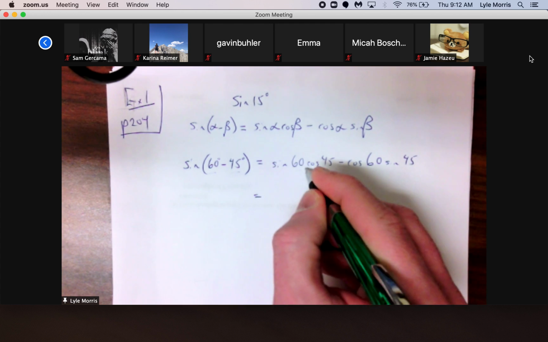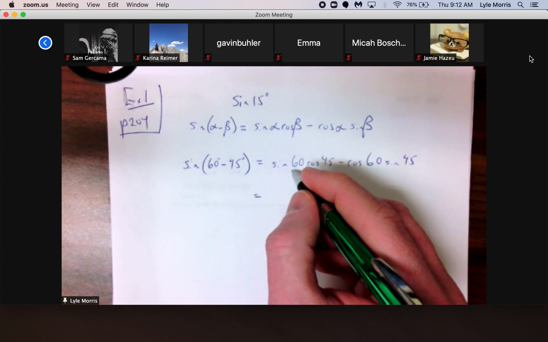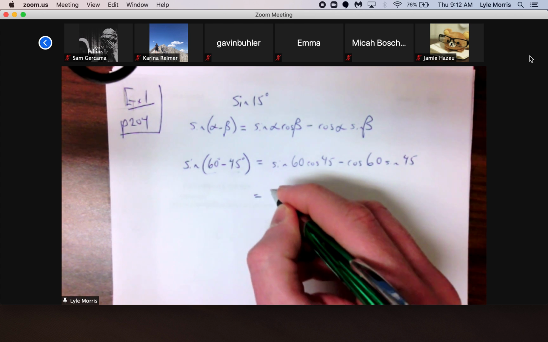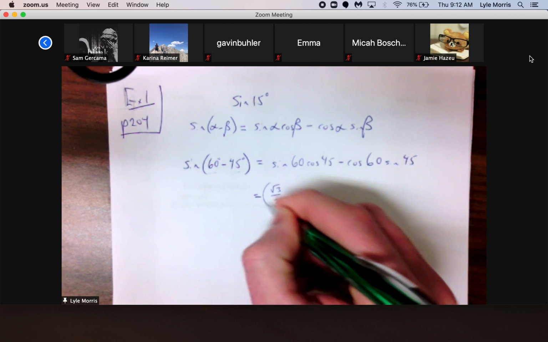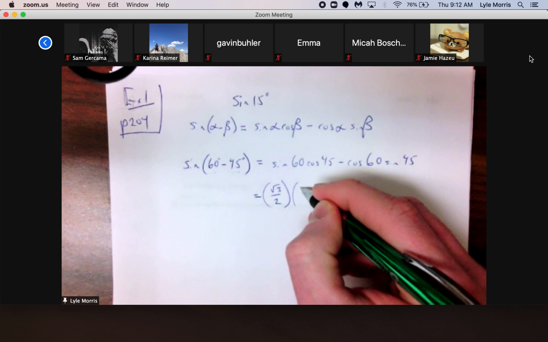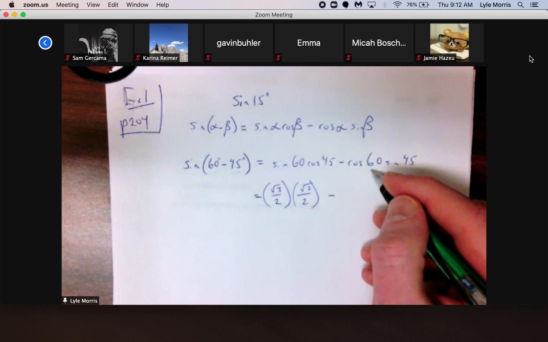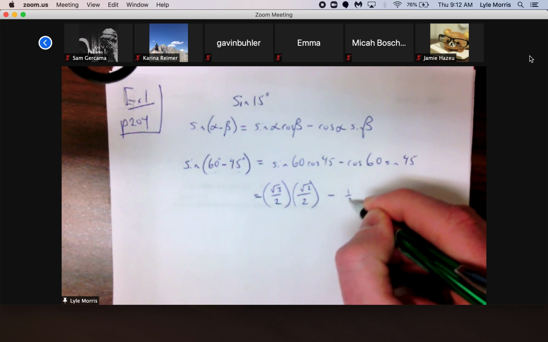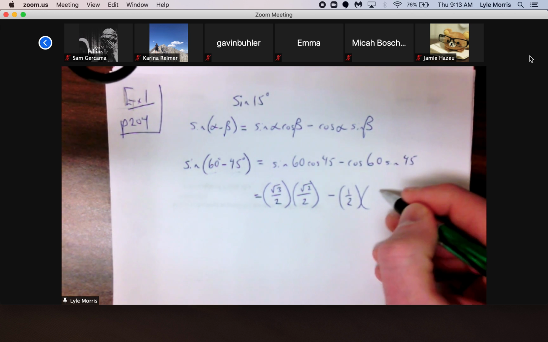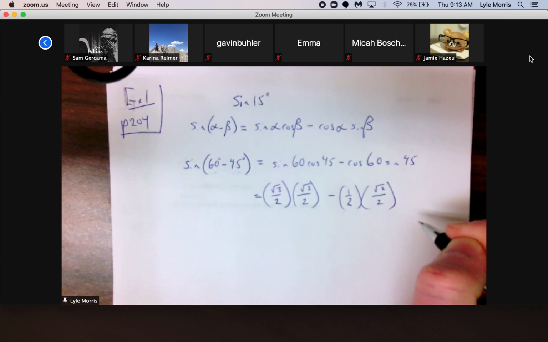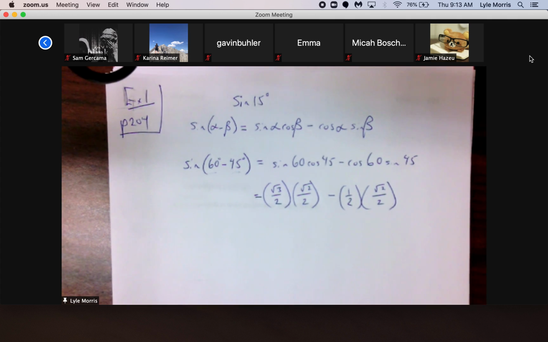The sine of 60 is root 3 over 2. Cos of 45 is root 2 over 2. Minus cos of 60, which is a half, times the sine of 45, which is root 2 over 2. I'm going to pause there and see if I'm losing anybody. Let you take it down and see if I've messed with anyone.